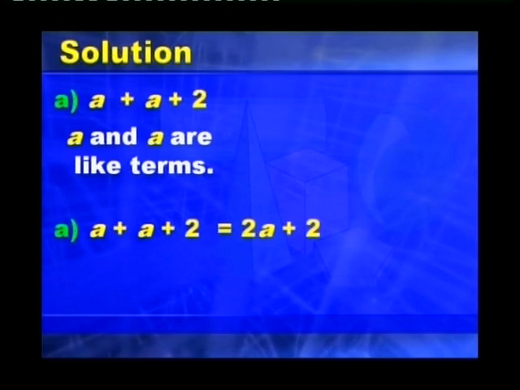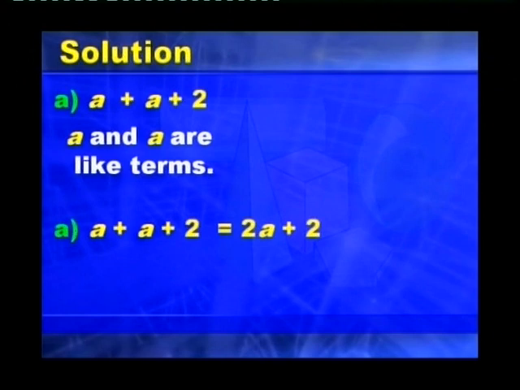Why 2A plus 2? How did we get 2A? Because there are 2 lots of A, or A plus A. They are like terms, they are the same, so we can add them. We cannot add 2 because it is not a like term. So that's why we have 2A, because A plus A are the same.